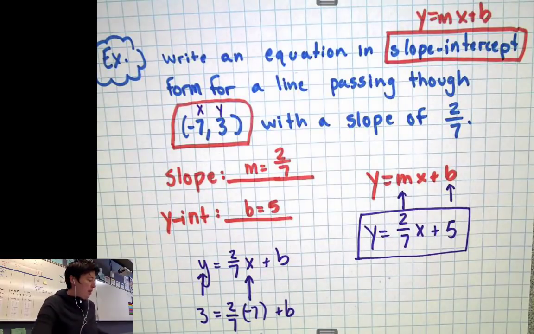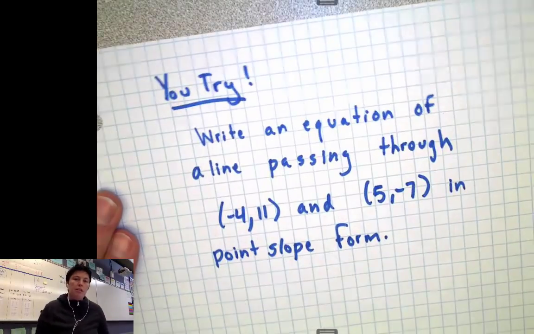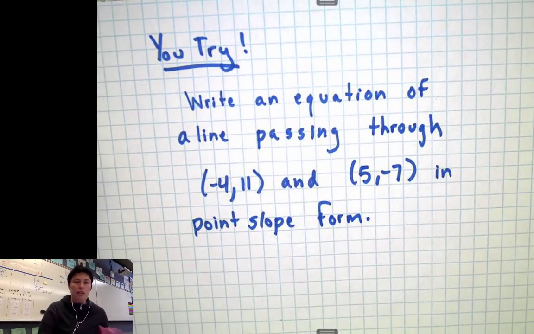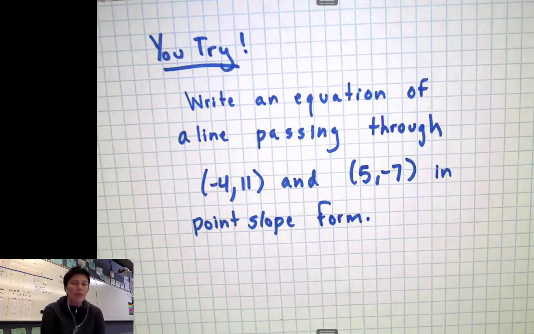All right, one last problem here, and this one's for you. It is your U-try problem. Let's see if you got a hang on how to do this. Let's see if you got it down. So your U-try is, write an equation of a line passing through -4, 11, and 5, -7 in point slope form. Go ahead and pause your device, see if you can do this completely by yourself first, and then we will check your answer.